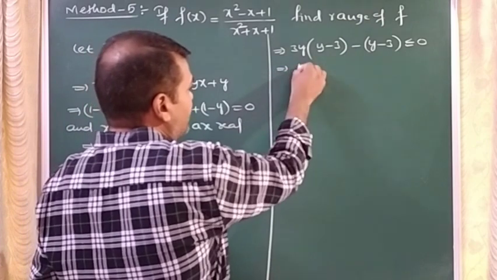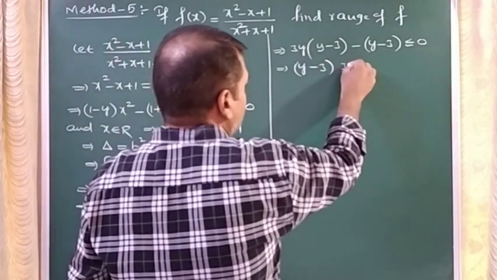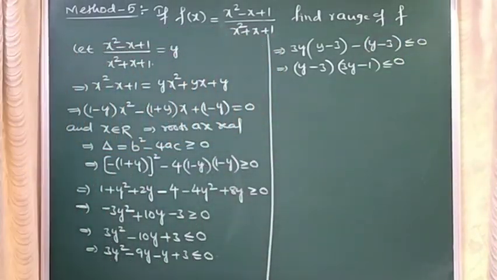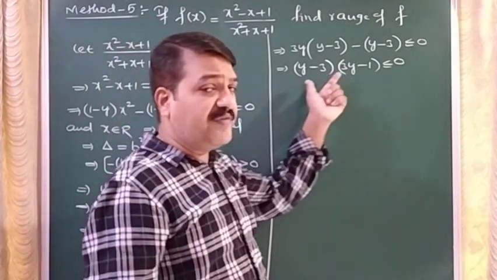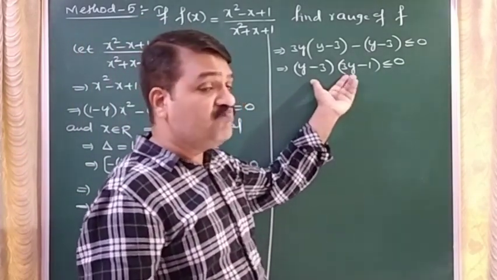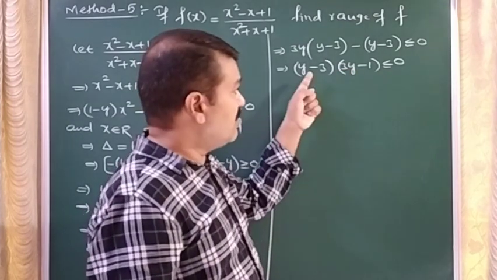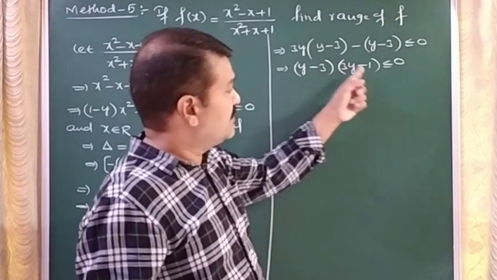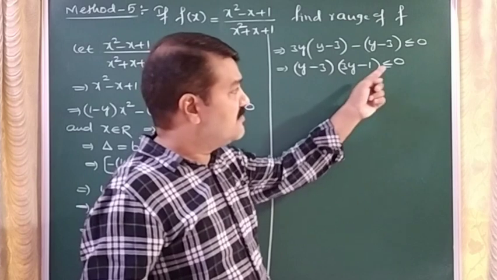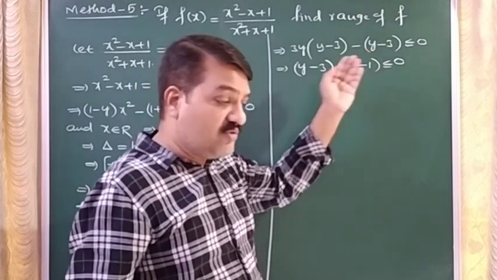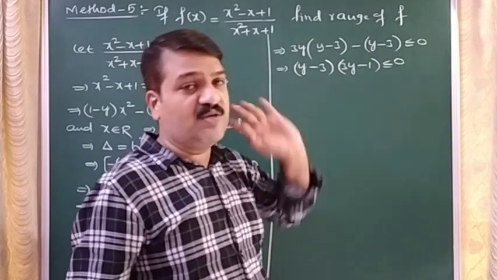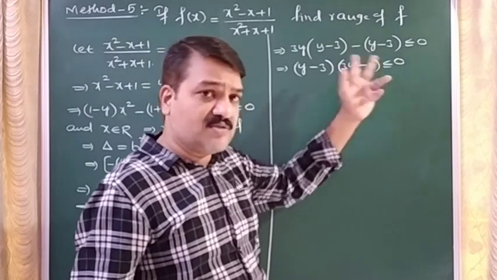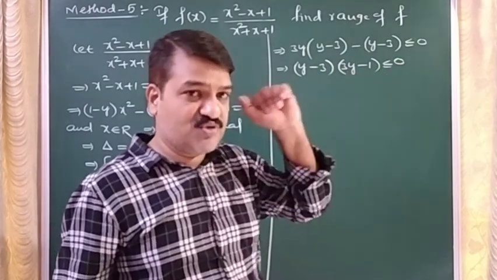So now y minus 3 is common. So (y minus 3)(3y minus 1) less than or equal to 0. Now we have two factors. When we consider them individually, the zero of this factor is 3 and the zero of this factor is 1 by 3. Whenever you have a less than symbol, your solution lies between the roots, which means y lies between the roots. Whenever you have a greater than symbol, the solution is that y does not lie between the roots.